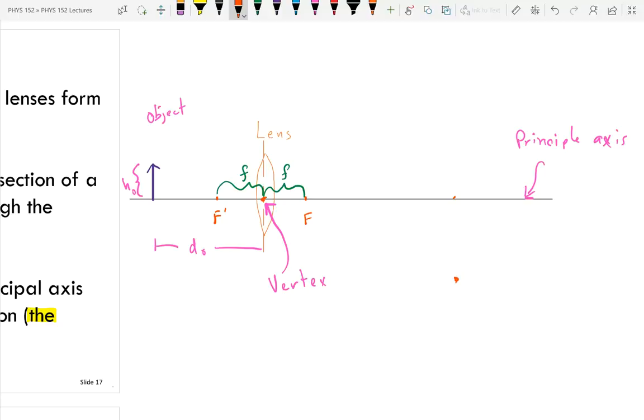Only one set of drawings. If you put your object like this, then you'd have to find where the image is for the bottom and where the image is for the top. Doubling your work.